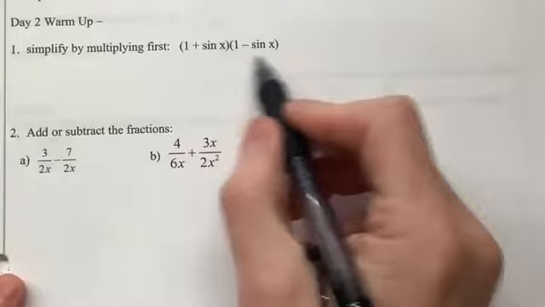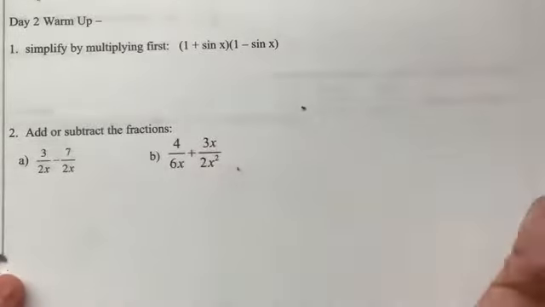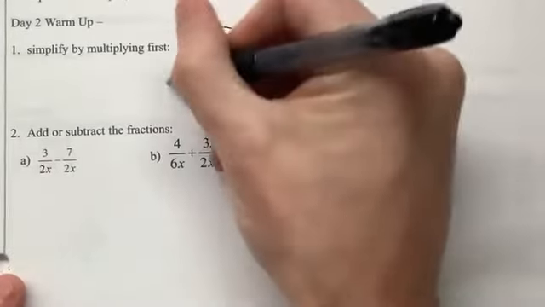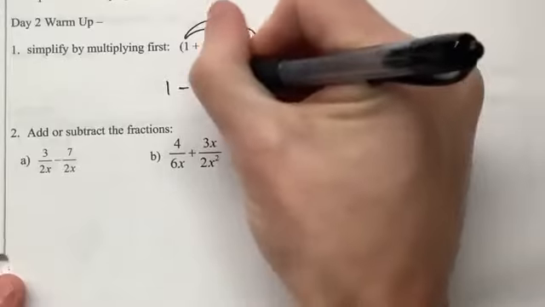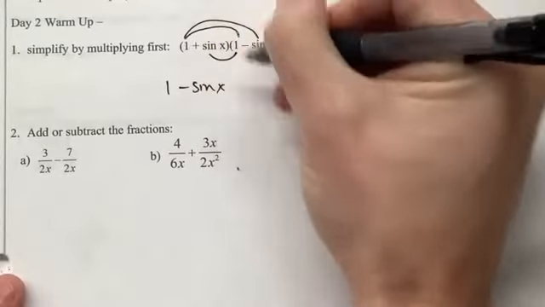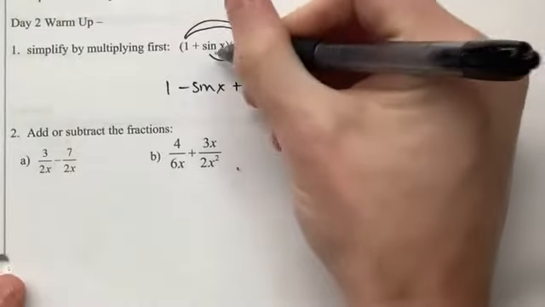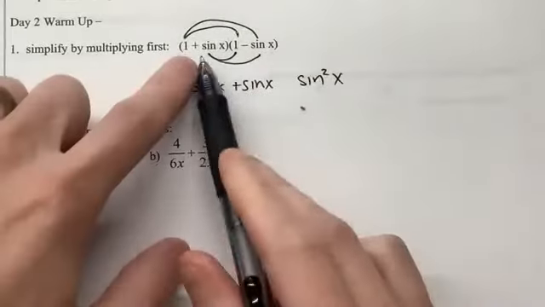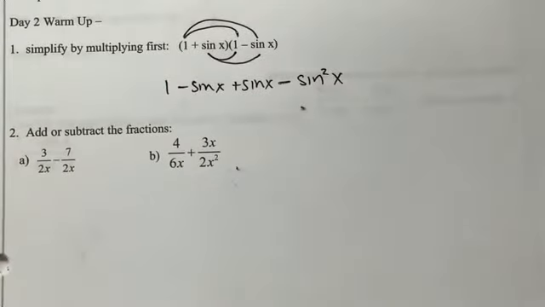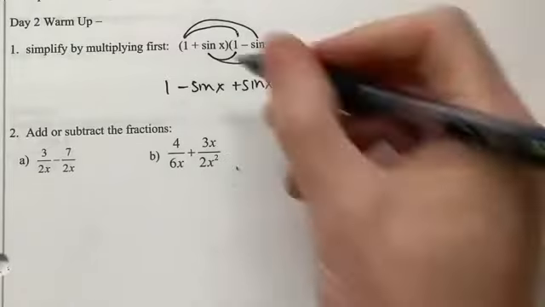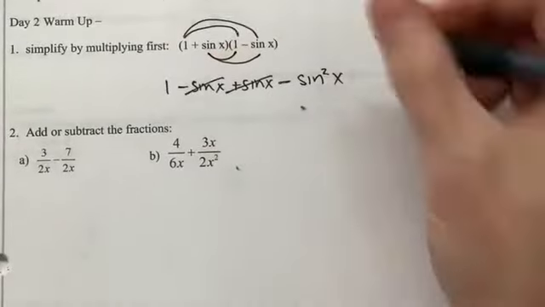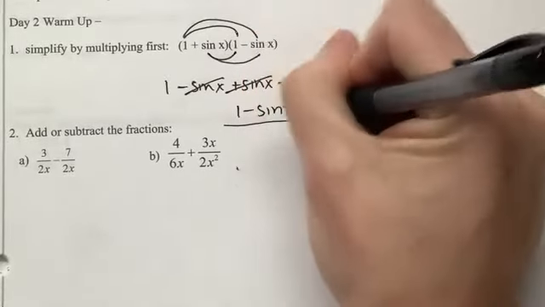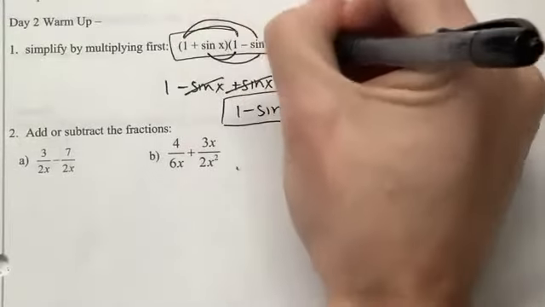But if you had something like this, you could distribute this just like anything you learned back in 8th or 9th grade. You could do the FOIL method if that's what you learned, but 1 times 1 is just 1. Then this would be 1 times negative sine of x. This would be positive sine of x times 1. And then sine of x times itself is sine squared of x, is what they say. But a positive times a negative would just be negative. So if you distributed those, the negative sine of x and the positive sine of x cancel out. So this is just 1 minus the sine of x squared, or the sine squared of x. So this and this are the same thing.